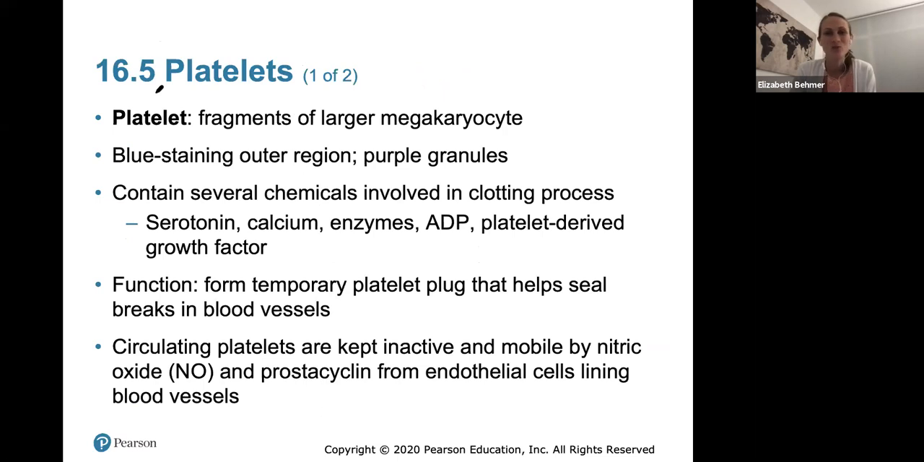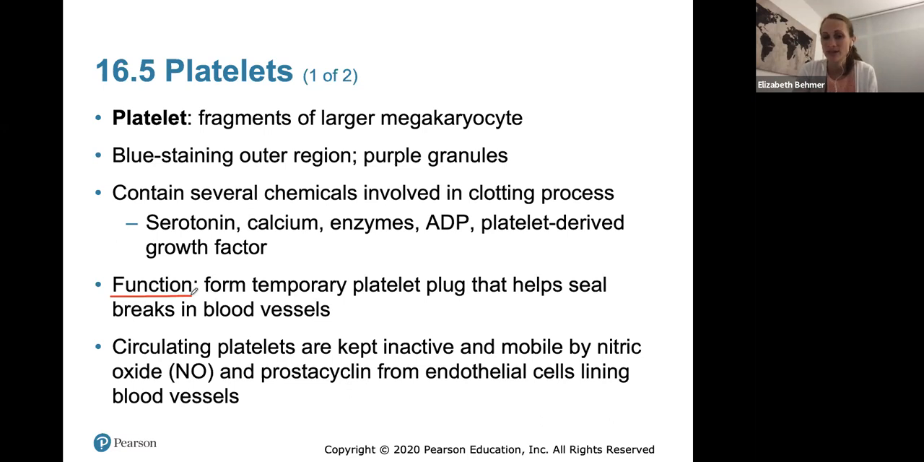Really simply, I include platelets in our discussion because they're part of the formed elements of blood. I don't know if there are any platelet-specific questions on your exam, but I guess there will be, because we talk a lot about clotting. Platelets are fragments of a larger megakaryocyte. So basically, we have a megakaryocyte that fragments off pieces, and those pieces are platelets. The big function of platelets is to form a temporary platelet plug that helps to seal any break in a blood vessel.